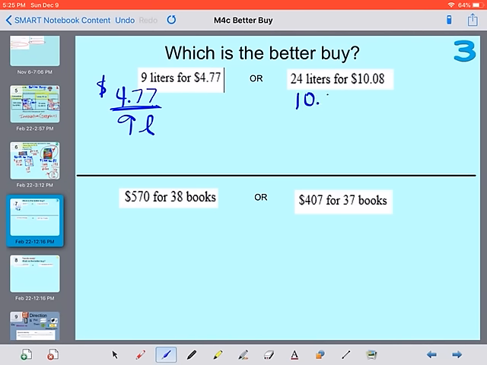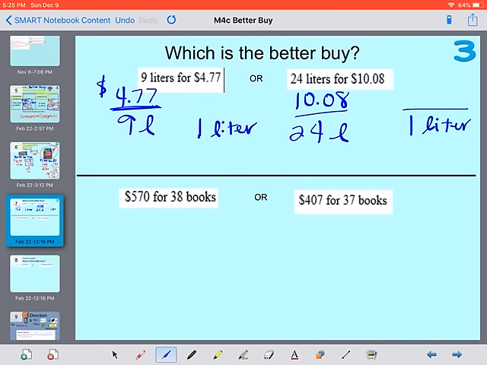Or $10.08 for 24 liters. We just need to divide to figure out which is the better buy, which has the cheaper price for 1 liter. So $4.77 divided by 9 liters gives us 53 cents for 1 liter, or 10.08 divided by 24 liters gives us 42 cents per liter.